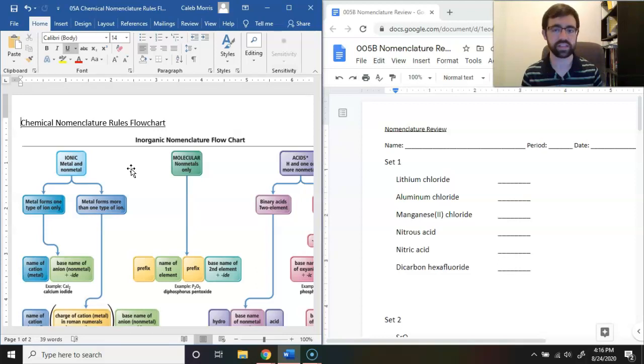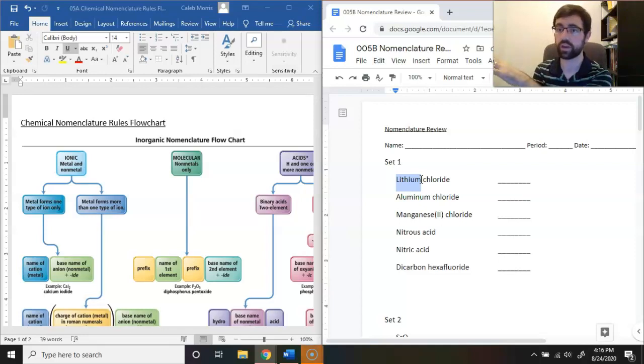All right, so let's say that we have a list of names like we do right here, and I need to write the formulas. Let's start with the first one. It says lithium chloride. Well, I can look at what lithium is on my periodic table. I have one on the wall. You can have one out in front of you. Lithium is a metal. Chloride sounds like chlorine, where we changed the ending to "ide." That's Cl. It's a nonmetal. So I have a metal and a nonmetal. That tells me that I've got an ionic compound.